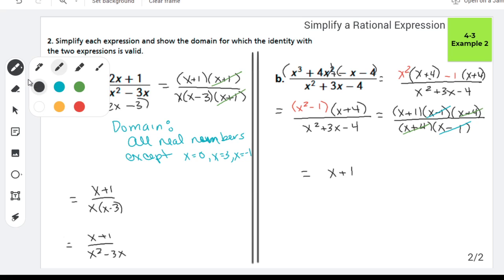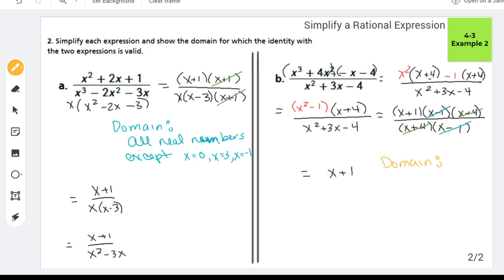Now when I go to talk about the domain, I need to make sure that the domain that I'm basing it off of is before I cancel all my stuff out. Because here the x plus 1 has no restriction to the domain, but the original problem does. There's values for x that I could plug into the denominator that set the denominator equal to 0. Alright, so my domain, I need to show the restriction of -4 and +1.